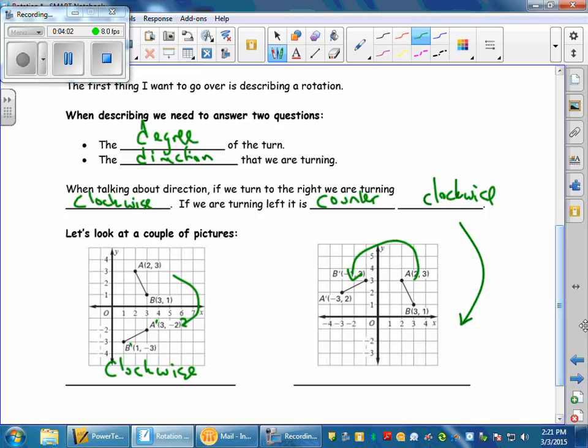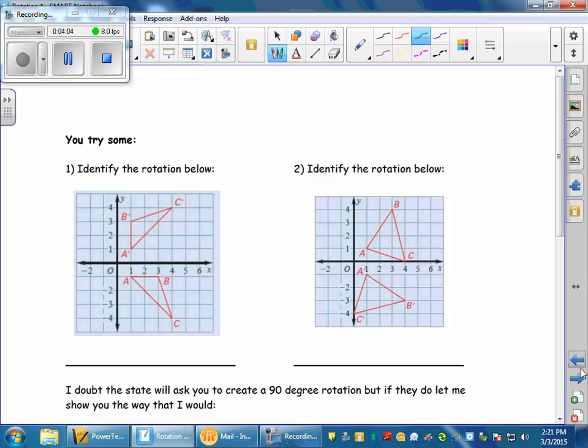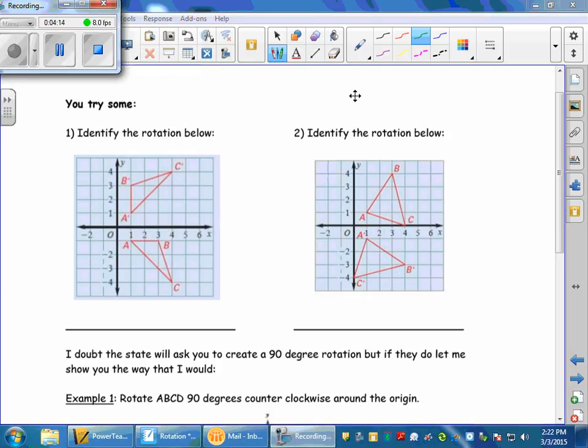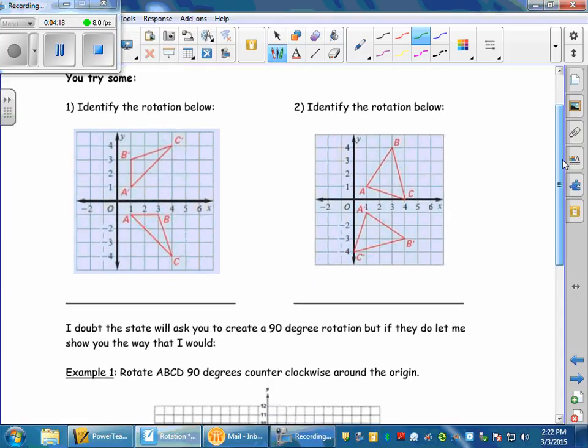Okay? So on the next page, I have two pictures. Why don't you guys tell me if one is clockwise or one is counterclockwise? Would you pause the video so everyone can try it? All right, hopefully that was enough time for you to pause it and for everyone to try it.